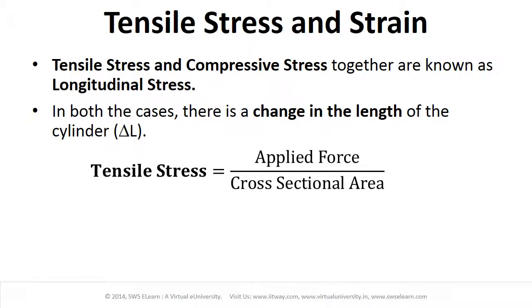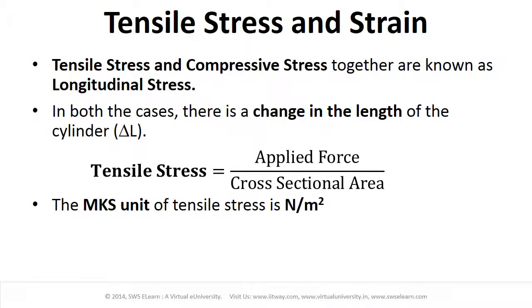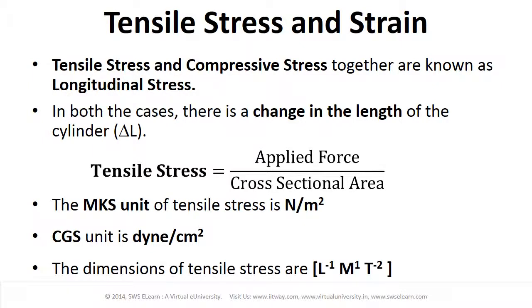Similarly, in equation form, the tensile stress is written as tensile stress equal to applied force upon cross-sectional area. The MKS unit of tensile stress is Newton per meter square and CGS unit is dyne per centimeter square. The dimensions of the tensile stress are L raised to minus 1, M raised to 1 and T raised to minus 2.